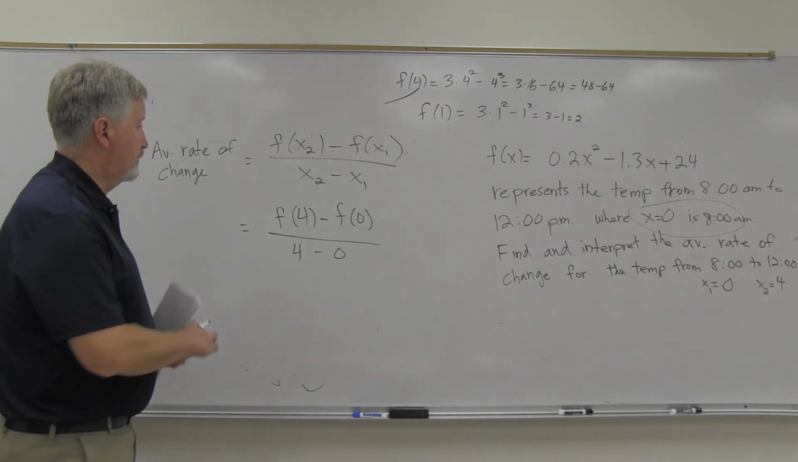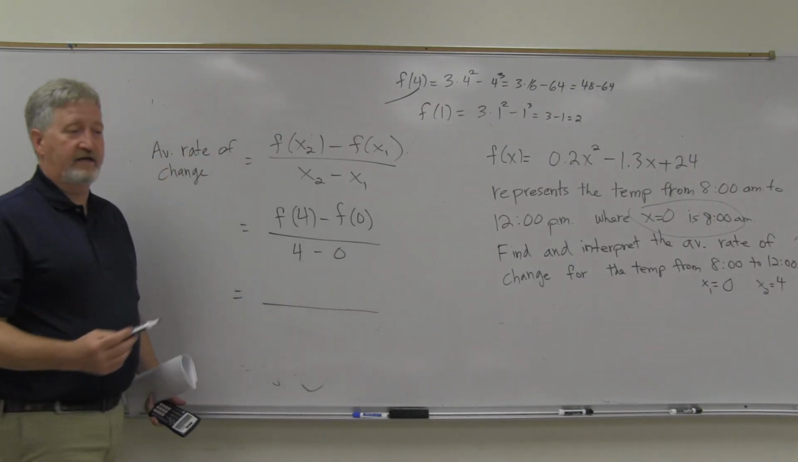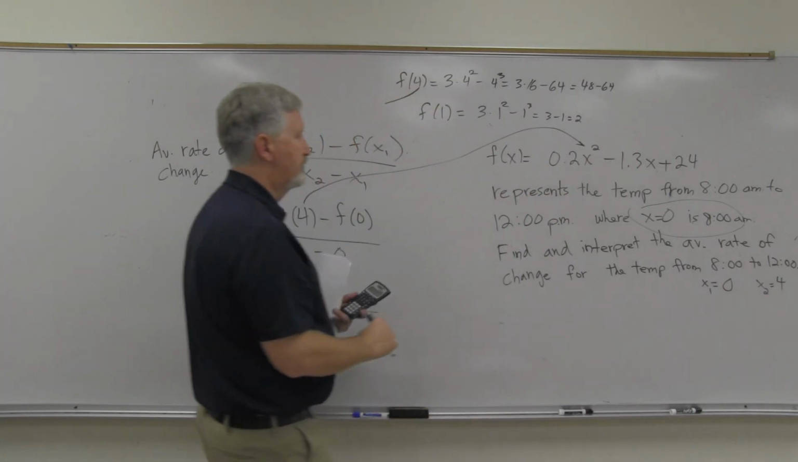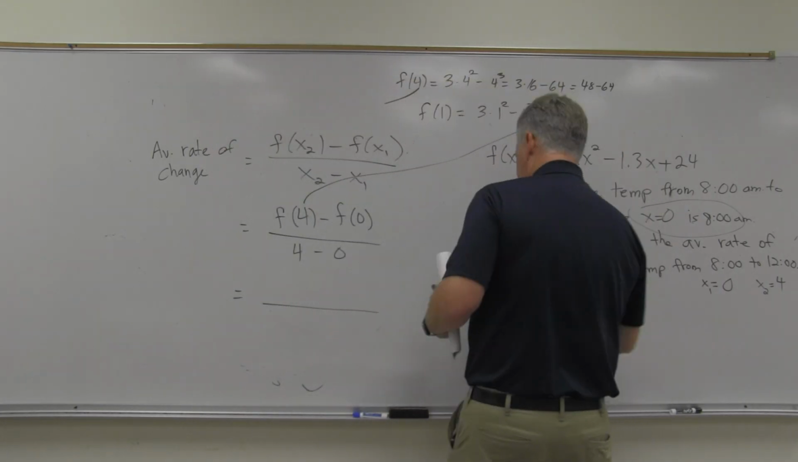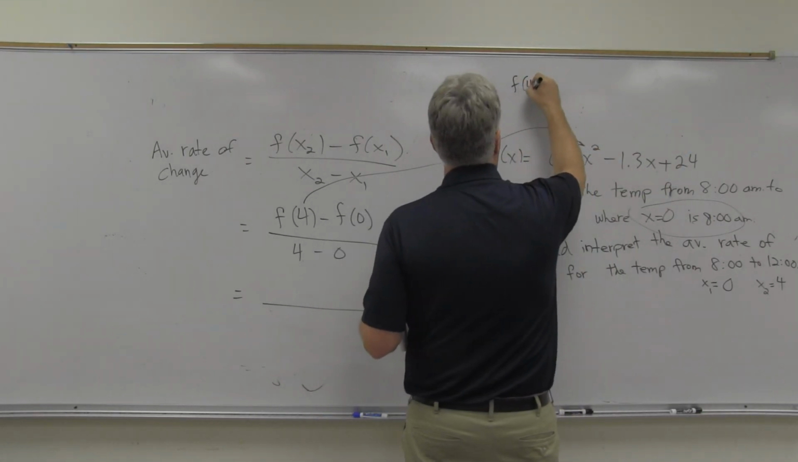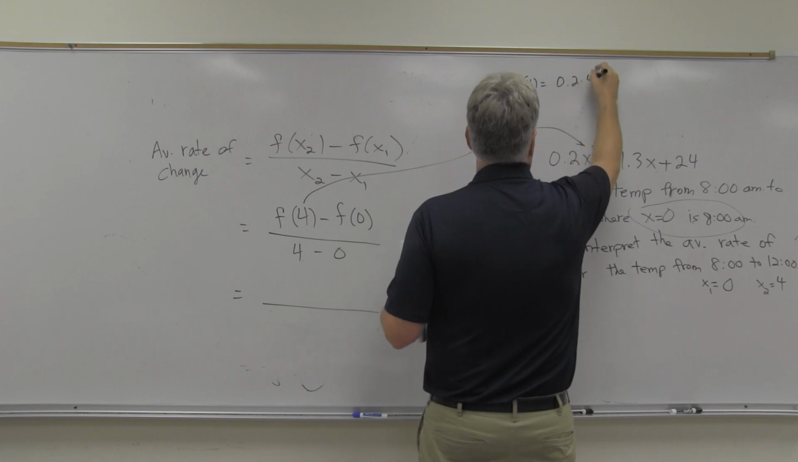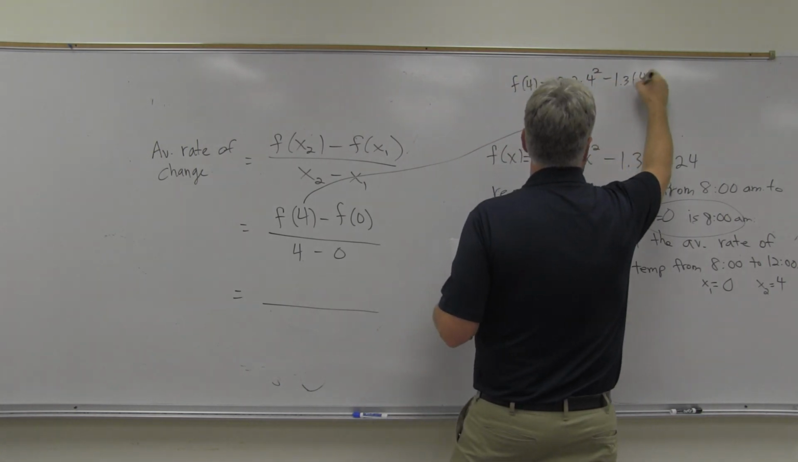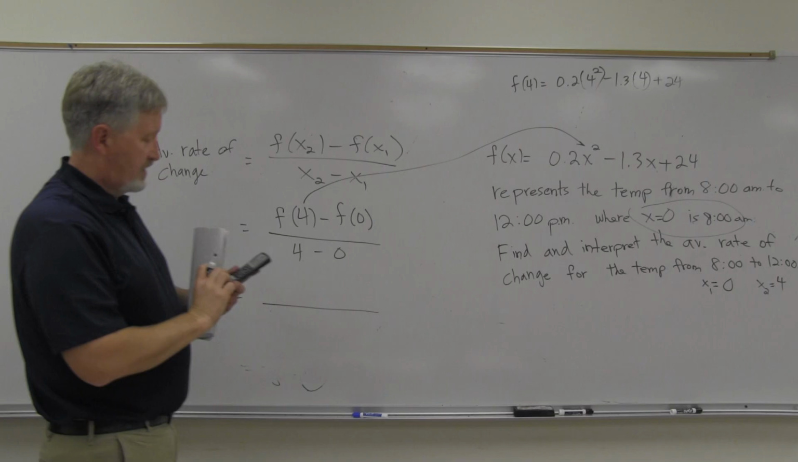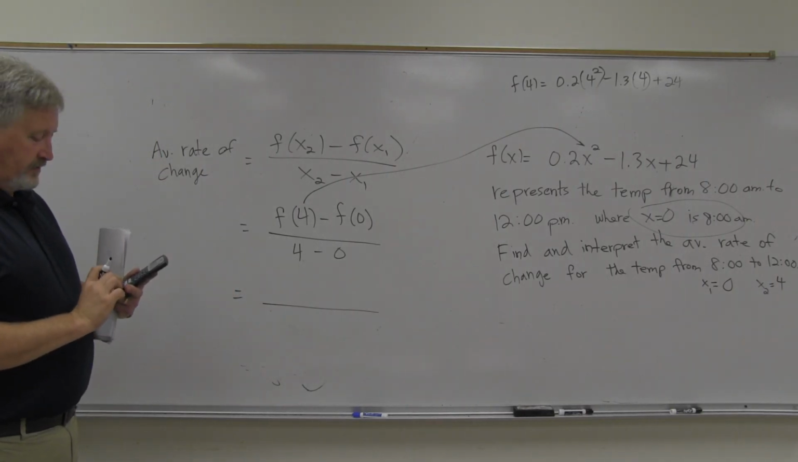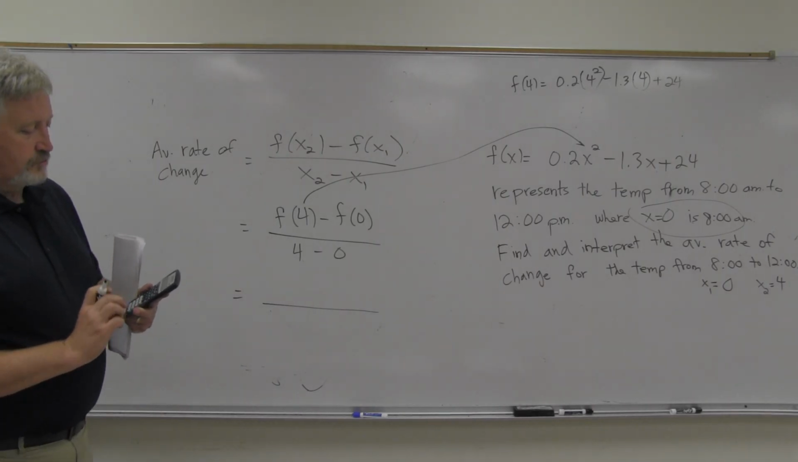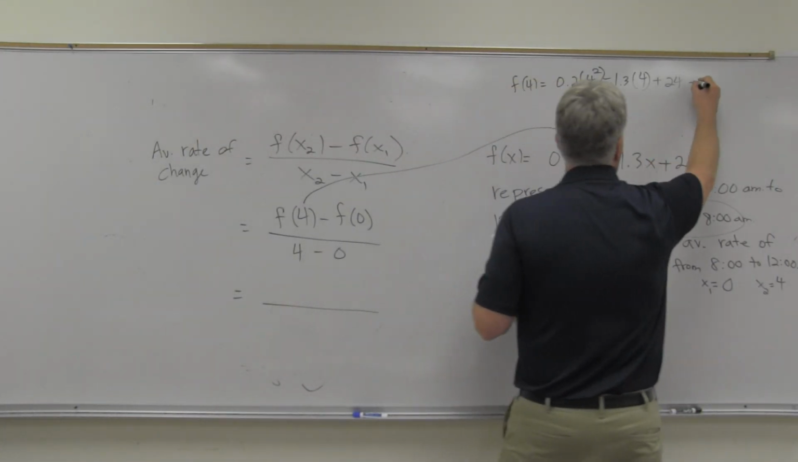Okay. So again, the top, we do have to calculate those. It's the function values at those x values. So plug in x to be 4. It'll be 0.2 times 4 squared minus 1.3 times 4 plus 24. So that's 0.2 times 16 minus 1.3 times 4, plus 24. That's 22. F of 4 is 22.